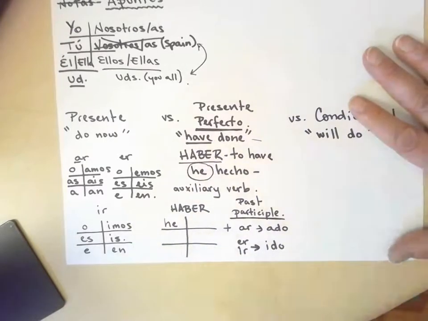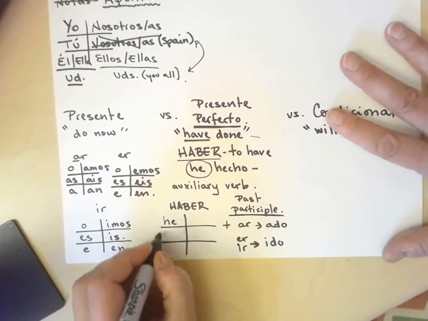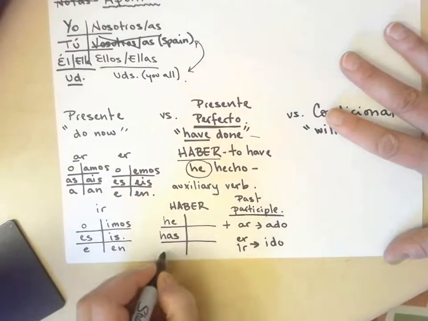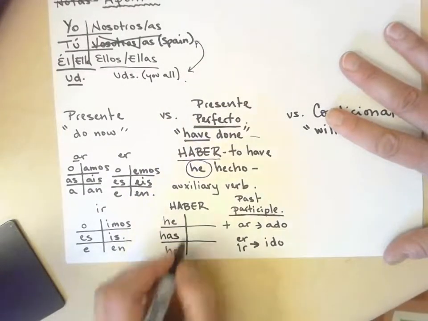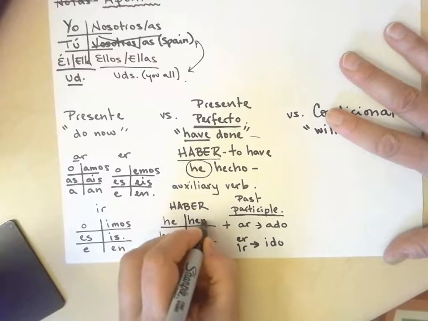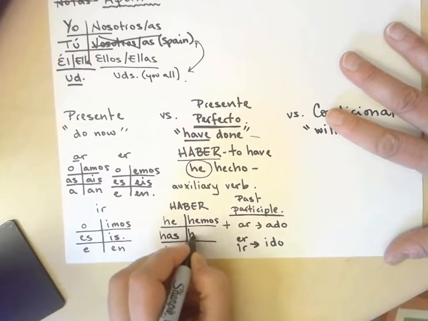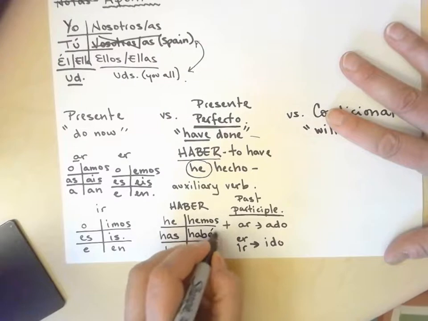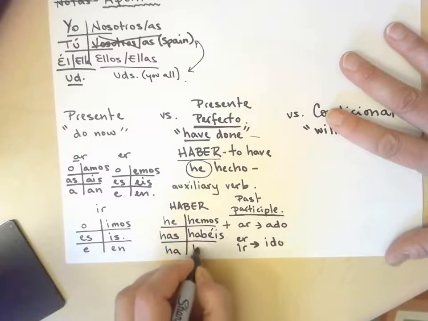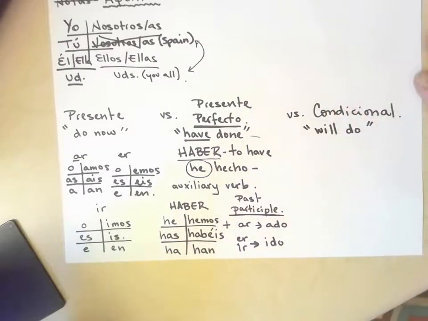So, haber in the present tense is yo he, tú has, él, ella, usted ha, nosotros hemos, vosotros habéis, ellos, ellas, ustedes han. Muy bien. Okay.